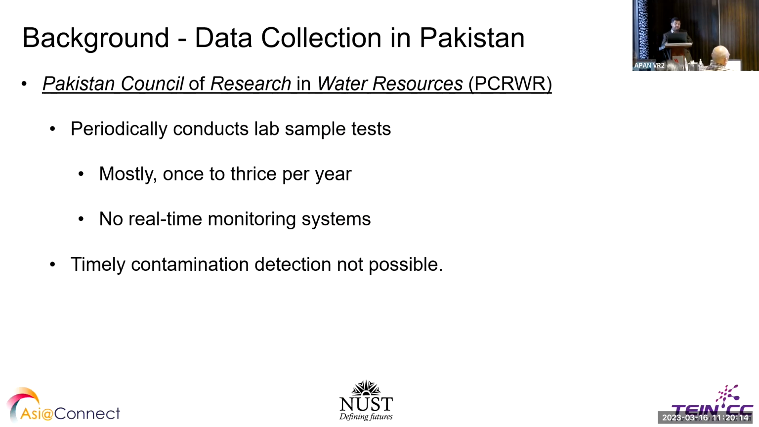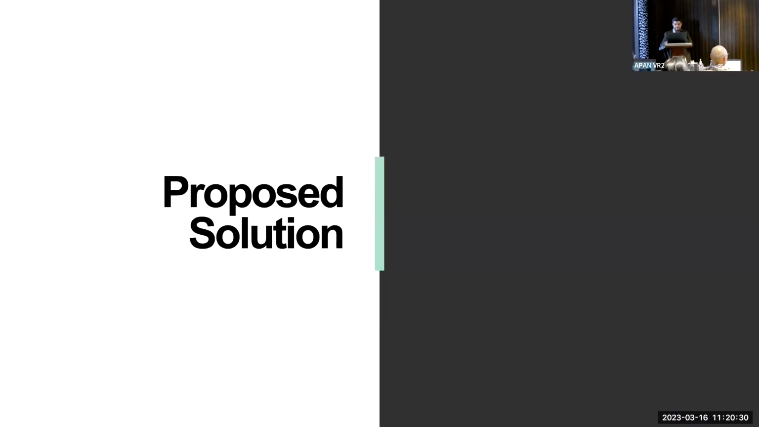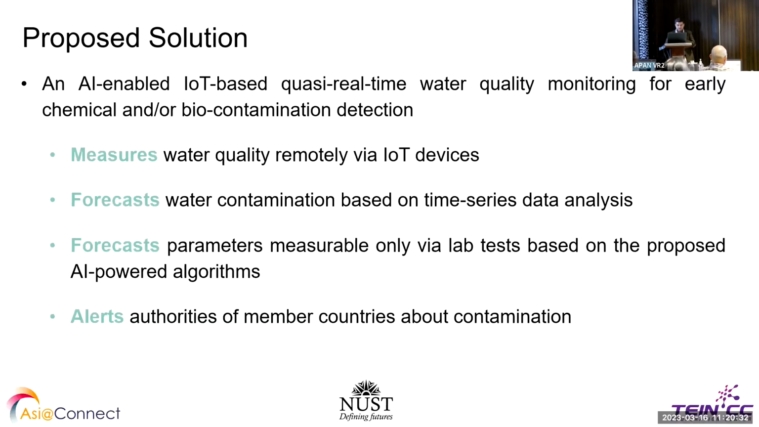Pakistan's environmental agency does keep track of the quality of water in open reservoirs, but they do it once or twice a year. So they don't have real-time data. If a lake becomes contaminated, they will only know about it 5 to 6 months later. So what's the solution that we proposed?